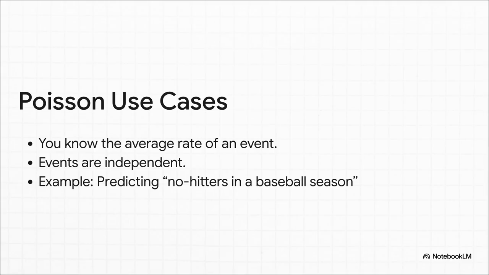For instance, if a call center gets 10 calls per hour on average, the Poisson distribution can tell you the probability of getting a really busy hour with 15 calls. It's also perfect for modeling those rare events, like predicting the number of no-hitters in an entire season of baseball.